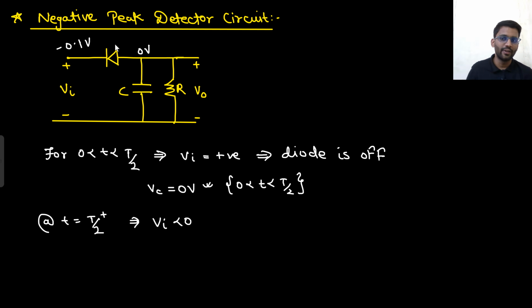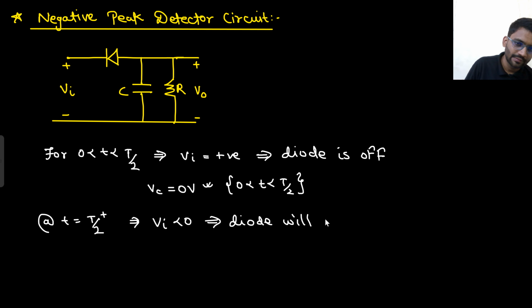What will happen? The diode will turn on. At positive side you are having 0 voltage. At negative side you are having negative voltage. So the diode will turn on. Now the diode has turned on. So what will happen? Vc or V0, whatever it is, because Vc and V0 both are equal only.